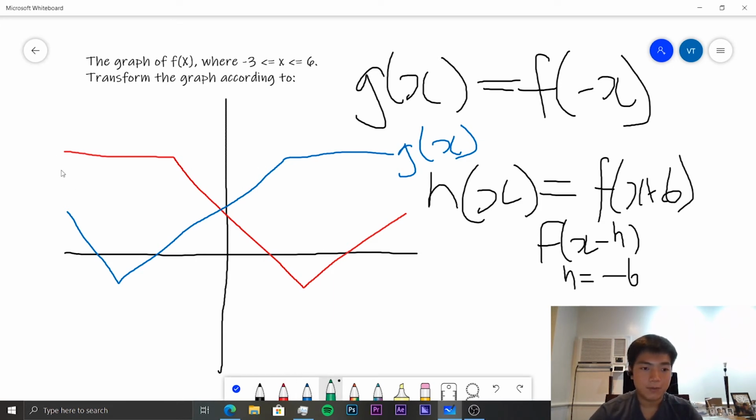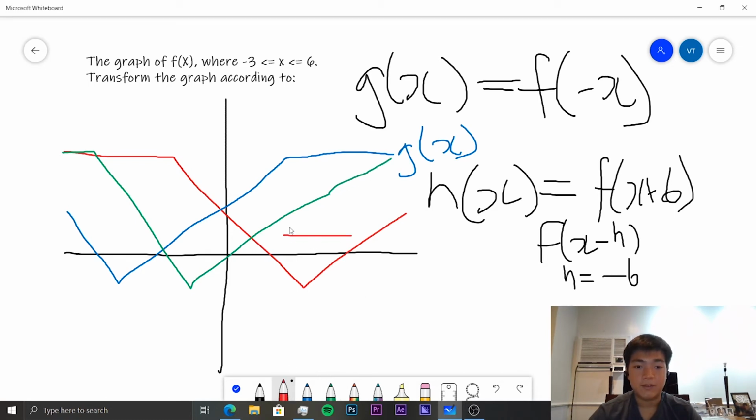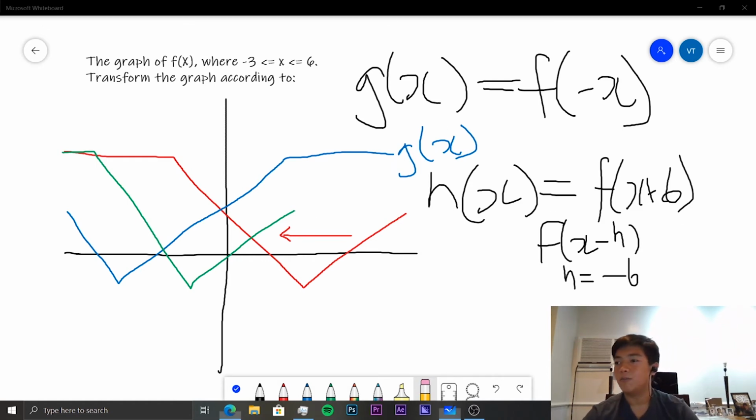And so our new graph would look like something like this. As you can see, we're shifting this original red graph left. I think technically we wouldn't draw the function after a certain point because it's not defined after that point. It's only defined while it is less than or equal to 6.